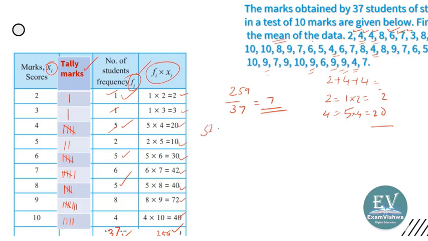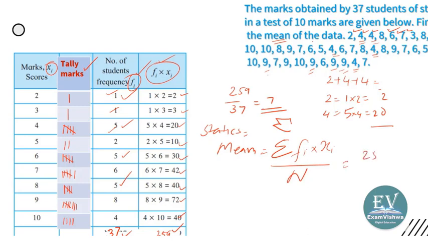But in statistics we have a certain style or formula for that. The formula for mean in statistics is sum of. The proper way of writing it in the Greek way is like this. It's a little difficult, so you will write an E like this. This is called sum of this. What is it? Fi, the frequency, into Xi, the score, divided by n, the number of occurrences. Here you will write 259 upon 37 and the answer is 7.